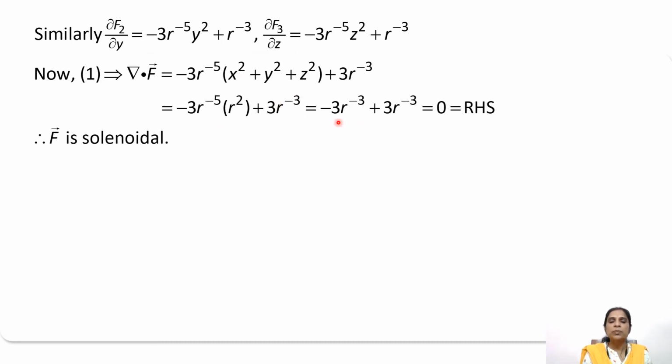Once you substitute, you can see that it turns out to be 0. Hence, divergence of f equals 0, which means that f is solenoidal. So we have proved f is solenoidal.